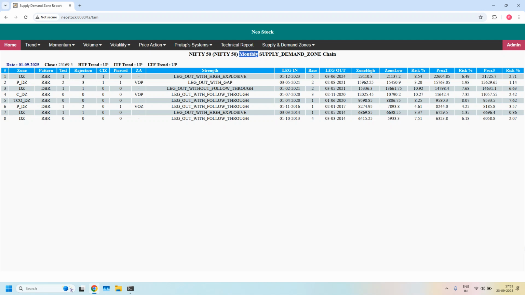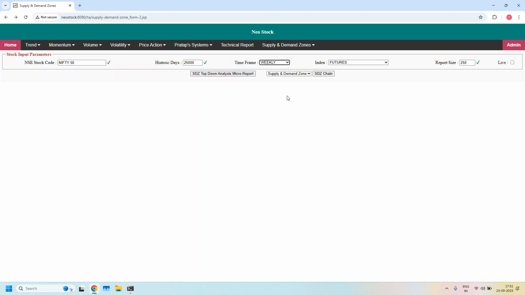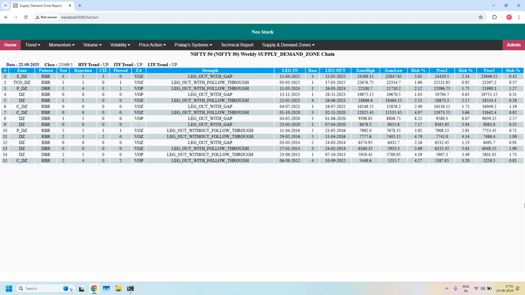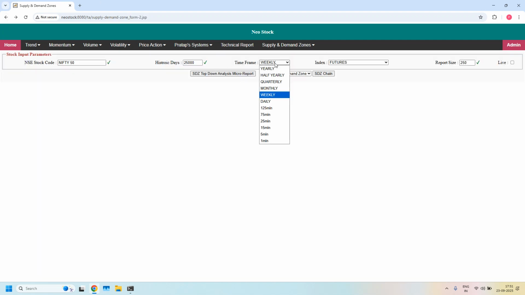And also don't forget to pause the video when you are moving from one report to another report. Once you complete your study, you can proceed to the next reports. Okay, next, generating a weekly supply demand zone chain for NIFTY. Next, generating daily supply demand zone chain for NIFTY.